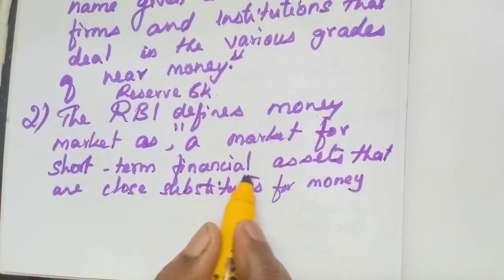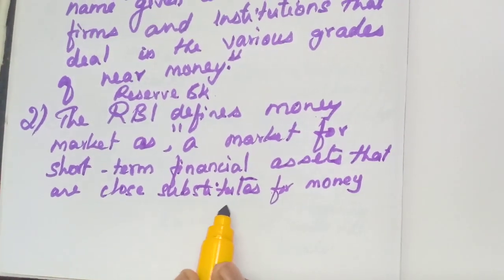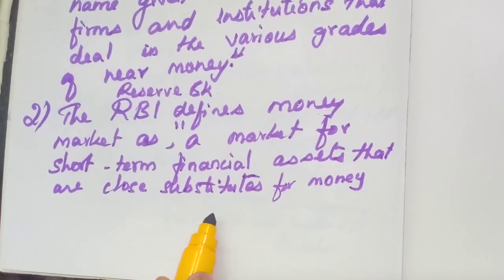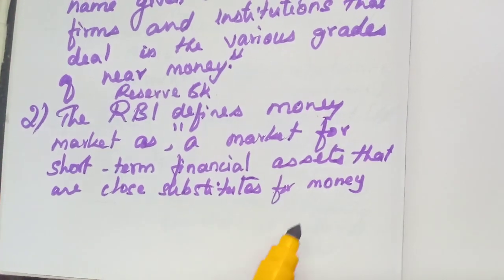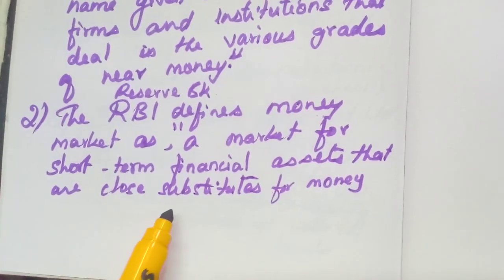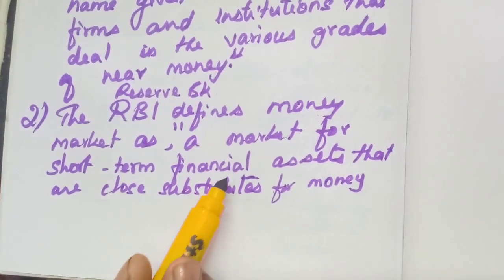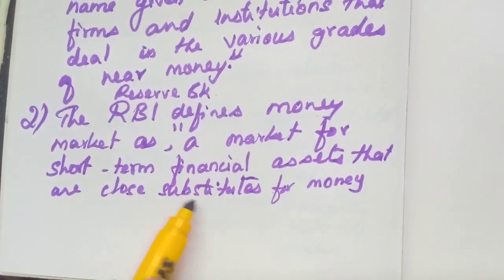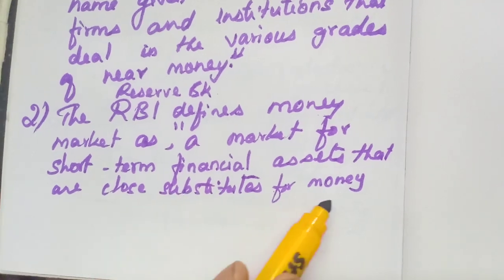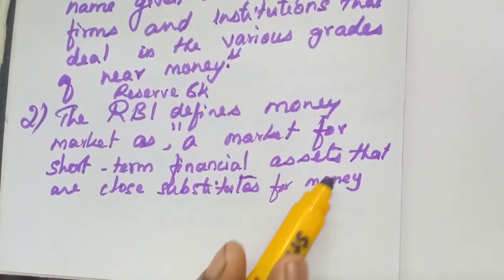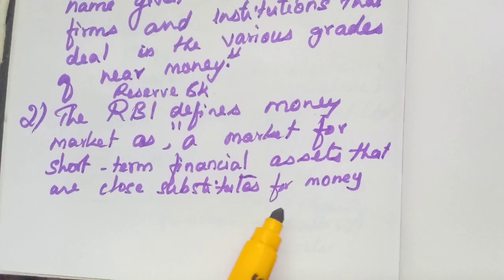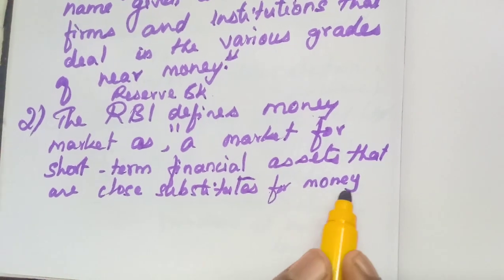So in the class also, if one teacher does not come, another substitute teacher will be coming for you, isn't it? The same way, instead of money, it is one close substitute. We can sell that security, this financial asset, and convert it into money. That is why it is said that they are close substitutes for money.